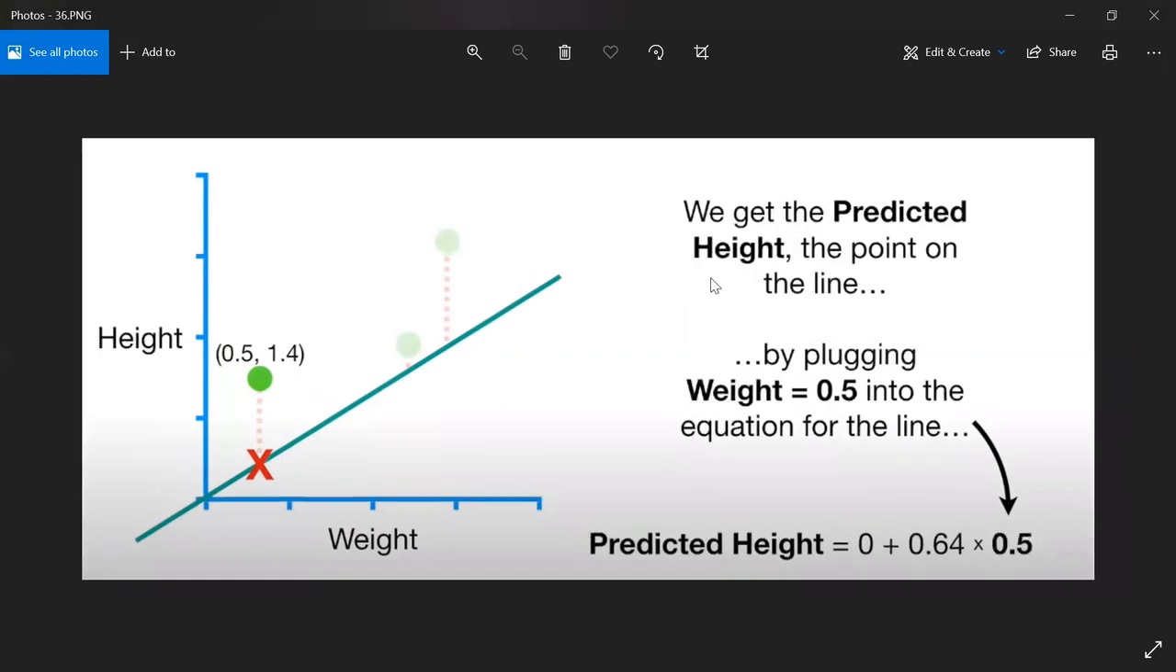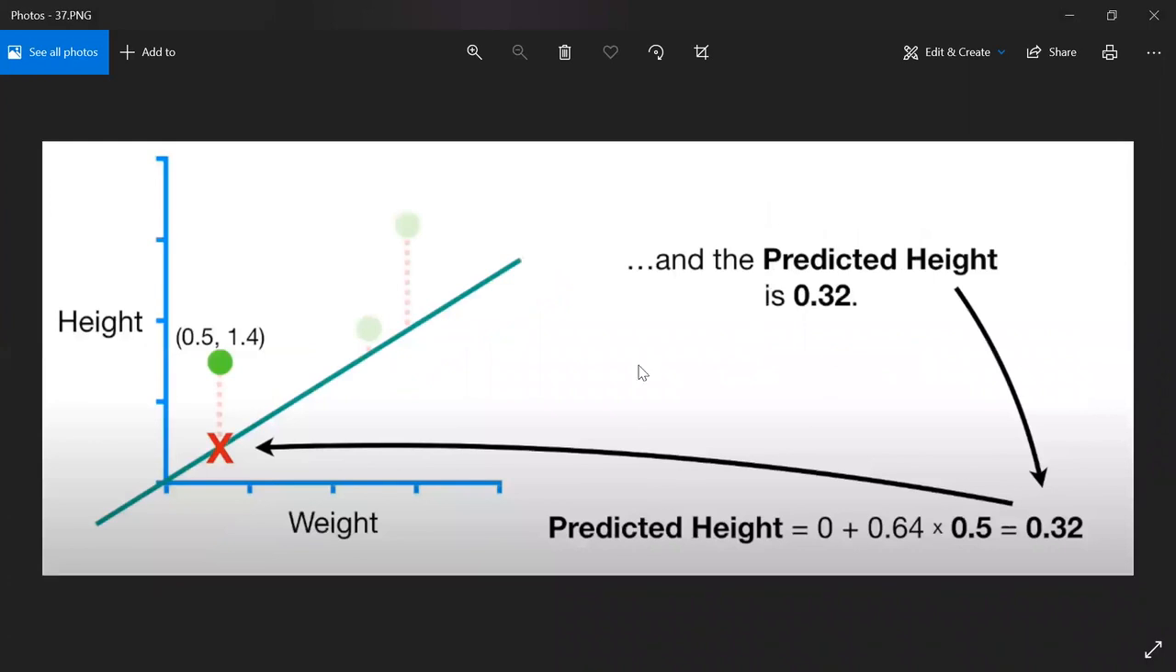Now, when I check this one, the predicted height equals 0 plus 0.64 into 0.5. Clear, guys, this part? Now, can I get the predicted height? 0.32. Team, are you understanding? Yes. This is called the predicted height. I got the predicted height based on the actual height. Yes. Now let's do this.